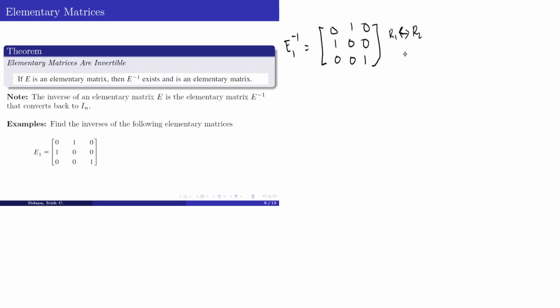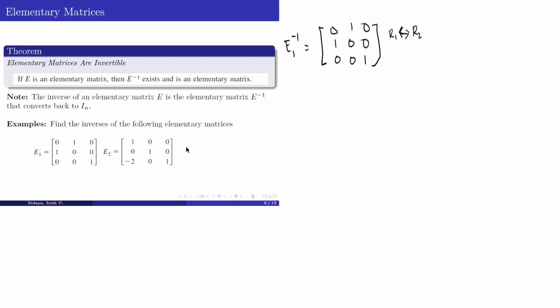Again, we use this elementary row operation because this is the operation that converts E1 back to the 3 by 3 identity matrix. Next, we have E sub 2. We have here the given matrix. So the question is, how do we get this matrix from the identity matrix of order 3?